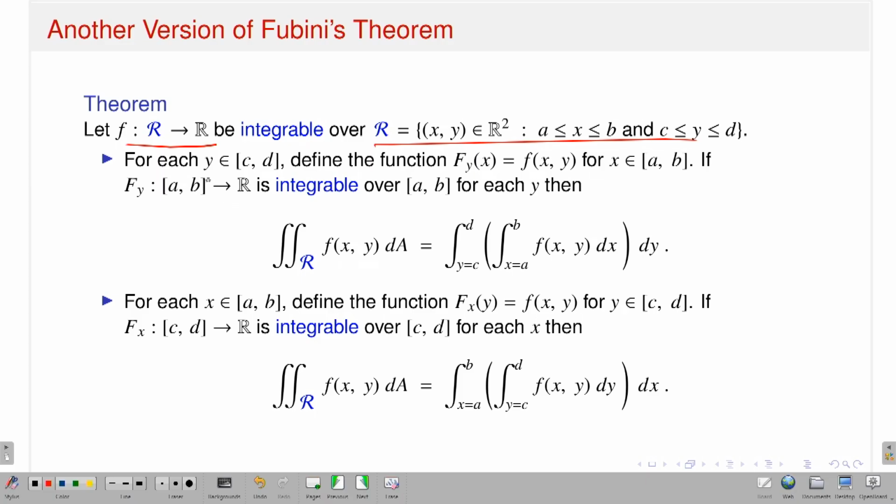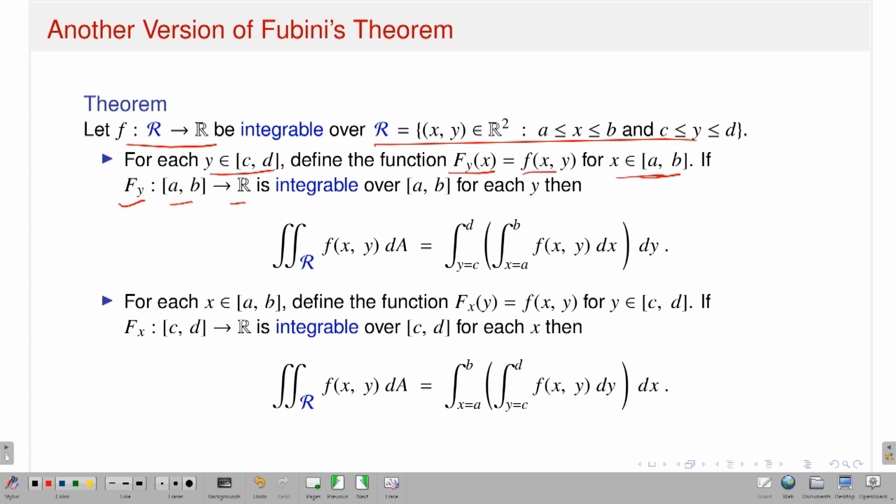What I am doing is that for each fixed y in the interval c to d, I am considering the functions F suffix y, that means keeping y variable fixed, the function F of x, y, where x varies. So, for each y I have the function capital F suffix y. Now, capital F suffix y is again a function of a single variable. It is a function from closed interval a b to R, because for each fixed y in c to d, x varies over the closed interval a to b. So, for each y, capital F suffix y is a function from closed interval a b to R.